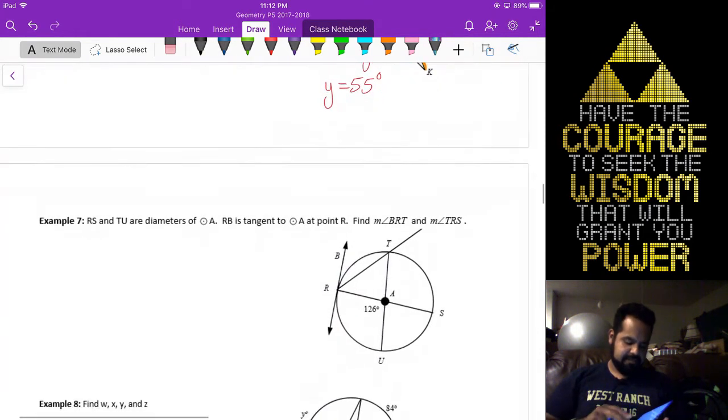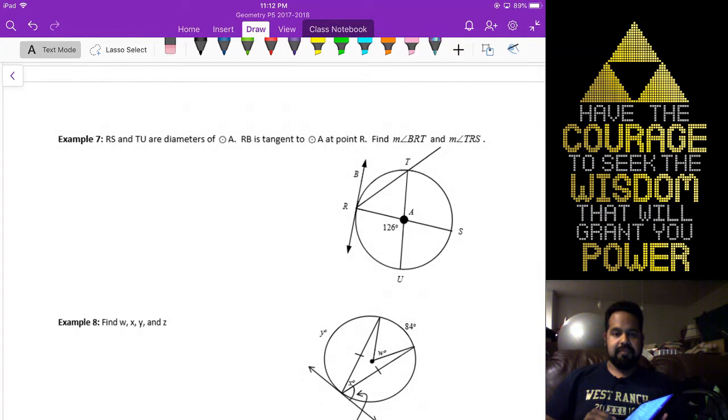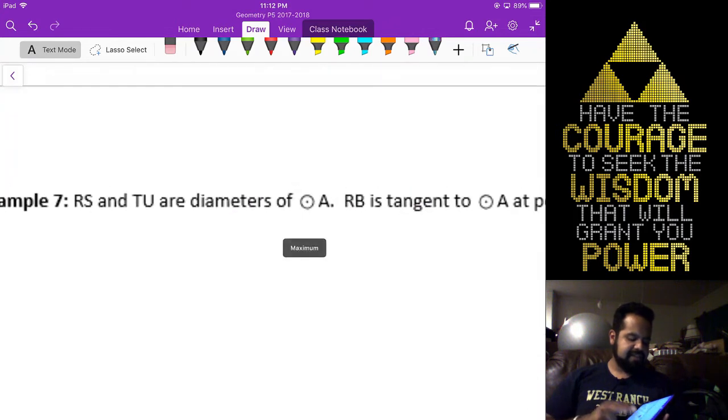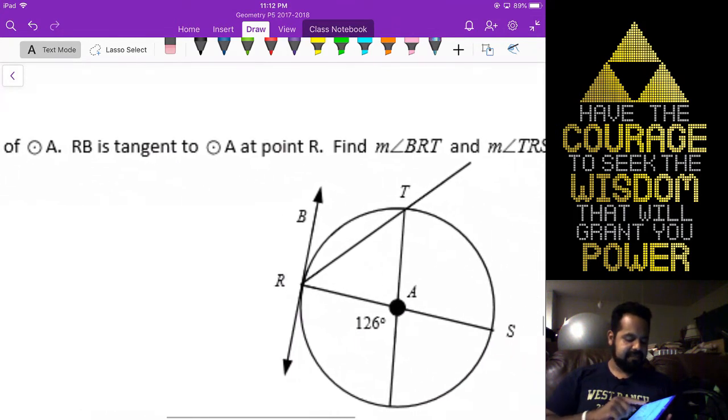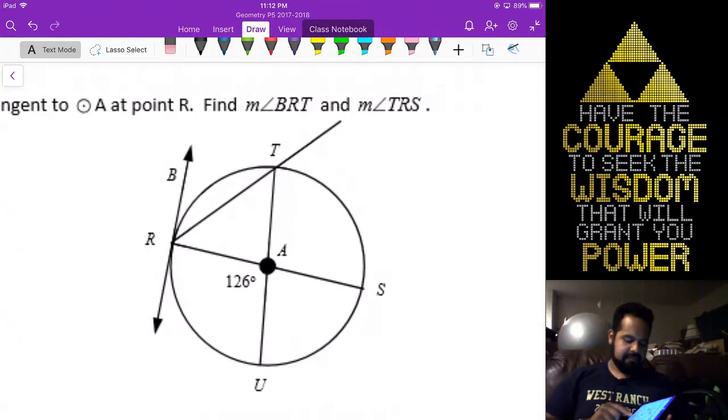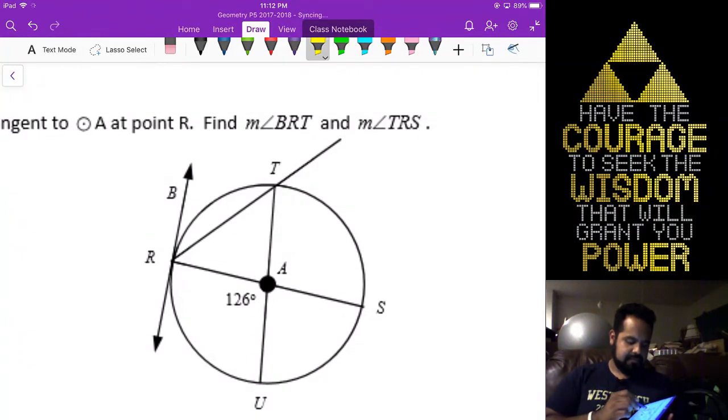Moving on, we got a couple more moving pieces here, but hey, nothing you can't handle. Right now I tell you in the directions that RS and TU are diameters. This is going to be crucial for us. And I also tell you that RB is tangent to our circle. We got this diameter here and this diameter here.